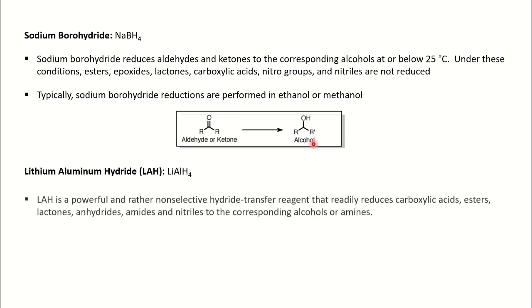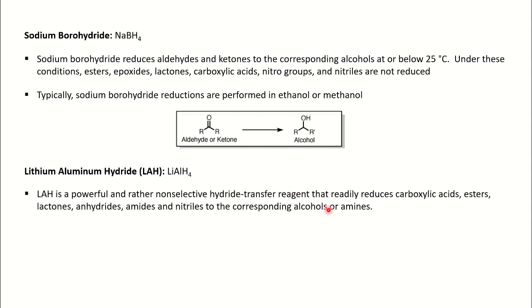While lithium aluminum hydride is a powerful reducing agent, it reduces almost all kinds of carbonyl functional groups like carboxylic acid, esters, lactones, anhydrides, amides, and nitriles as well. It reduces carbonyl groups to alcohol, while amides and nitriles are reduced to amines. So basically, you get less selectivity in the case of lithium aluminum hydride because it reduces all these kinds of functional groups. And if it catches moisture, it decomposes.